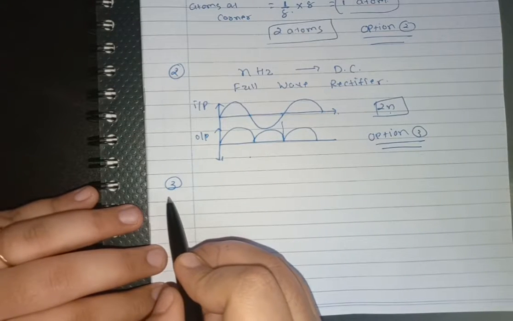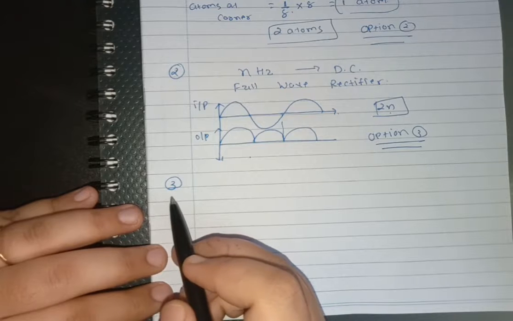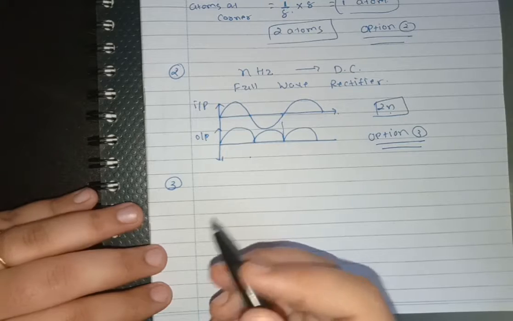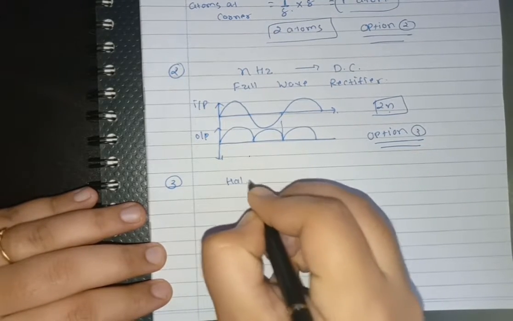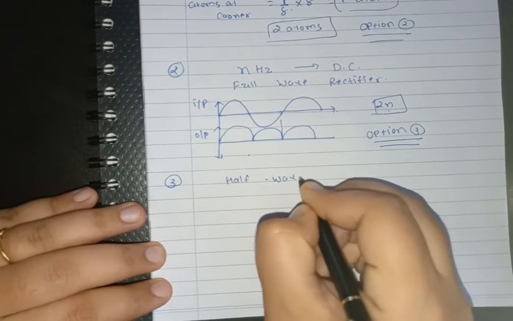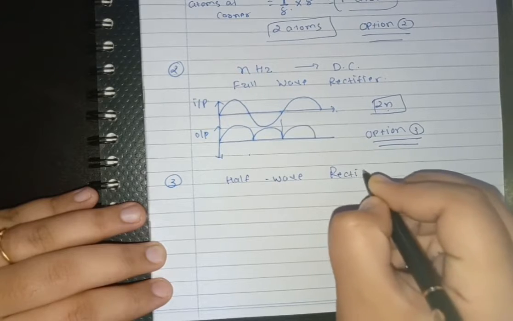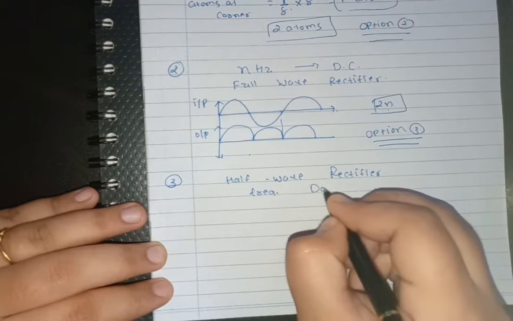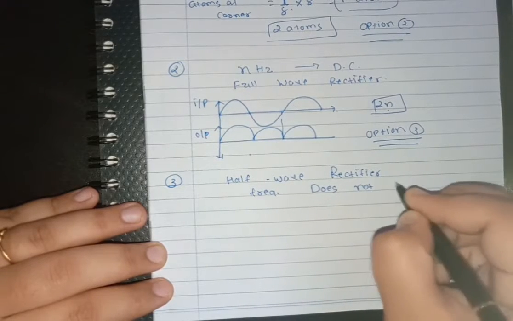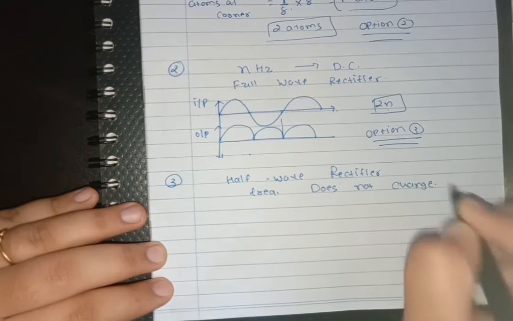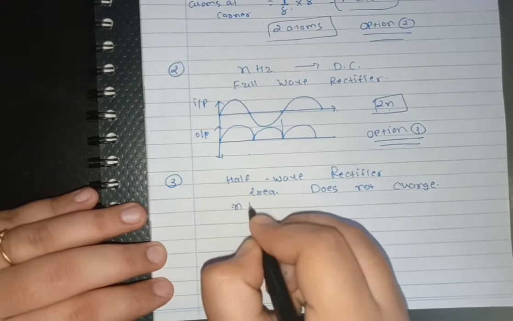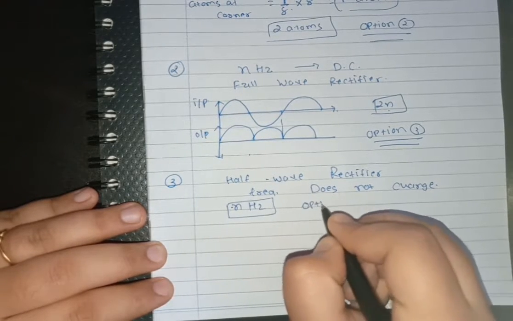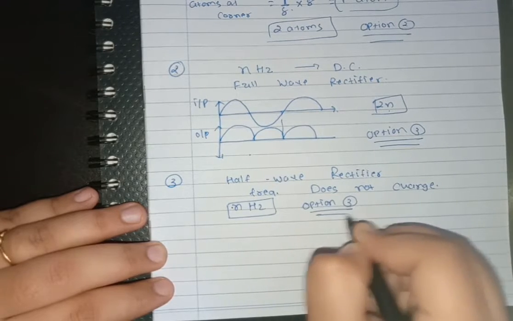In question number 3, the input frequency of half wave rectifier is n Hertz. What will be the output frequency? In half wave rectifier, the frequency does not change. So frequency will be n Hertz only. So option 3 is correct option.